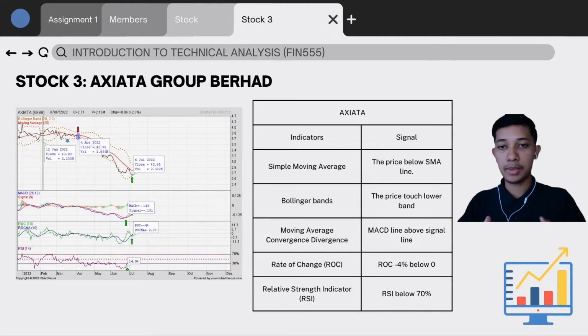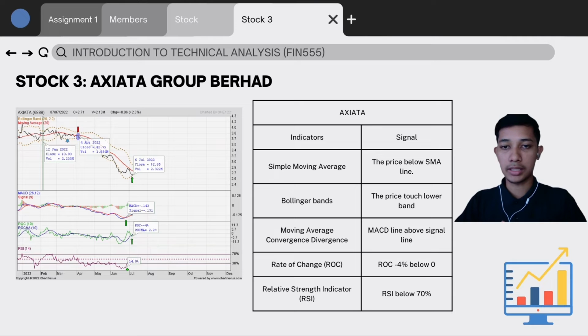Based on the MACD, when the MACD line is above the signal line, it indicates a buy signal. On 27 July 2022, we can see that the MACD line is above the signal line, indicating the buying signal.